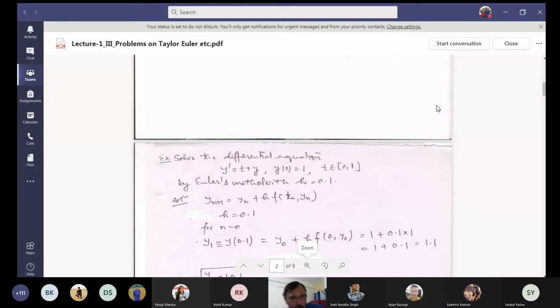Now you go to the backward Euler method and see the right hand side. y_{j+1} equals y_j plus h f of x_{j+1}, y_{j+1}. On the right hand side also y_{j+1} is there, and you want to find y_{j+1}, which means it is not known to you. So you cannot get it explicitly.